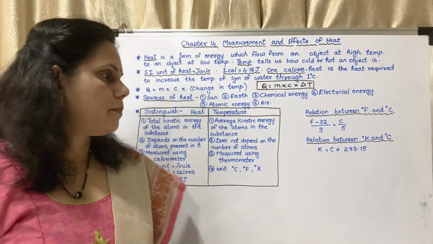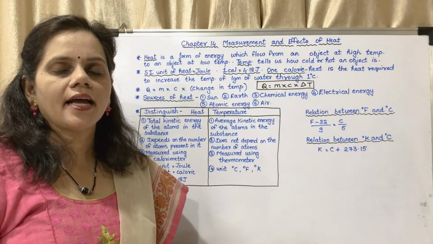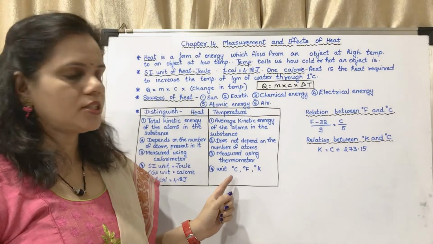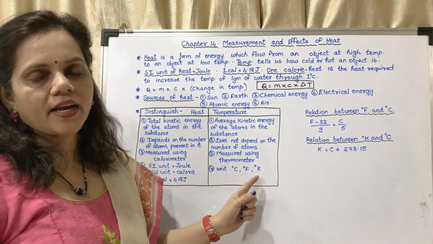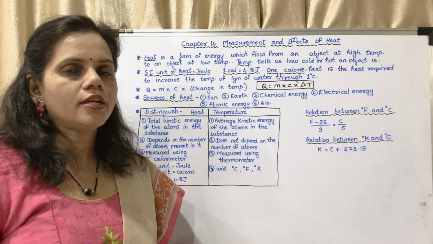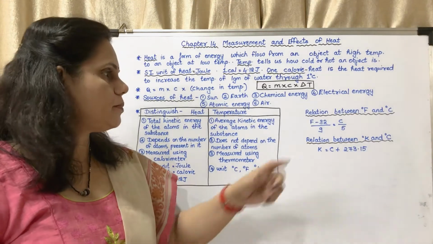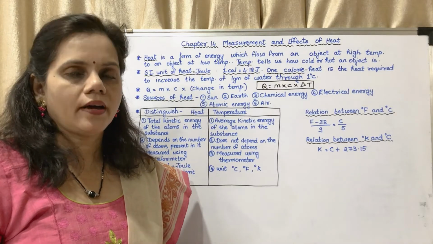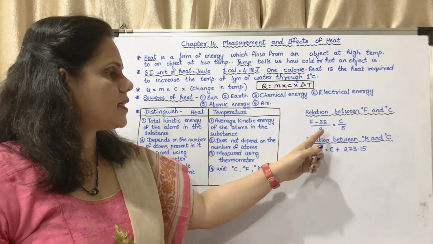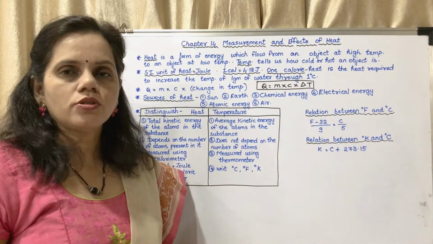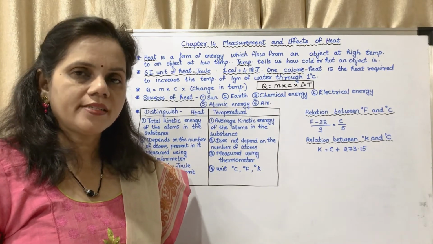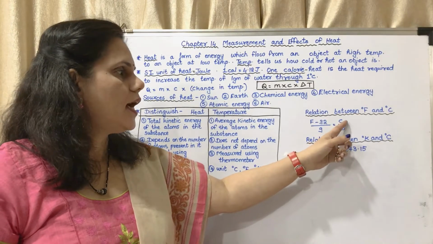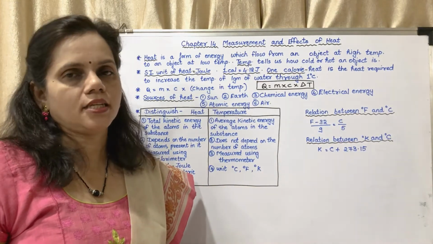Now, the relation between degree Fahrenheit and Celsius. What are the units of temperature? It is degree Celsius, degree Fahrenheit and degree Kelvin. Now in your syllabus you have the relation between degree Fahrenheit and degree Celsius. This equation you have to learn. (F - 32)/9 = C/5, where F stands for the value in Fahrenheit unit, and C stands for Celsius unit.